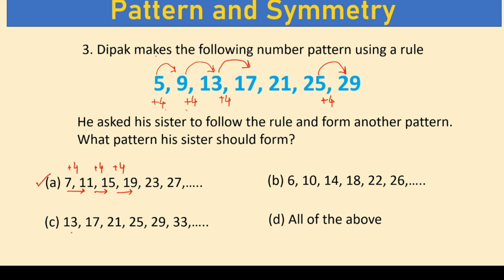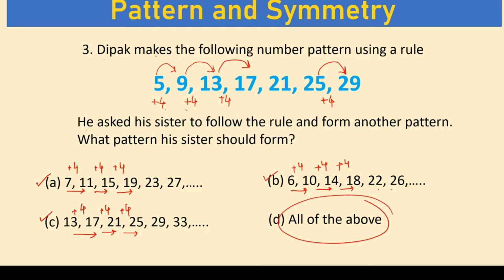How about the second one? 13 plus 4 is 17. 17 plus 4 is 21. 21 plus 4 is 25 and so on. So this is also correct. How about B? 6 plus 4 is 10. 10 plus 4 is 14, 14 plus 4 is 18 and so on. So this is also correct. So our right answer is all of the above.